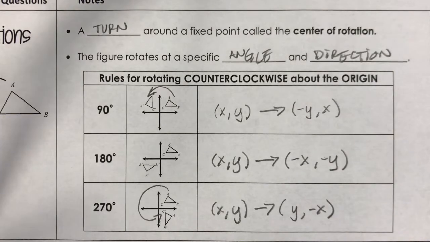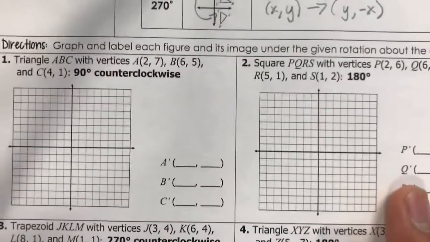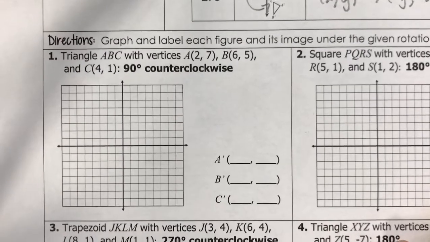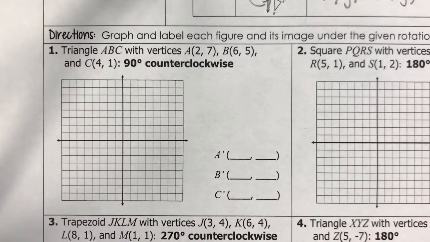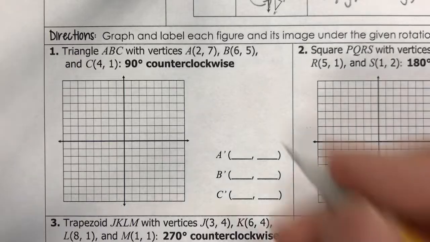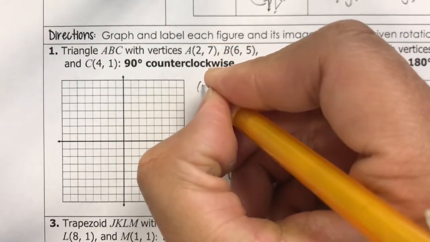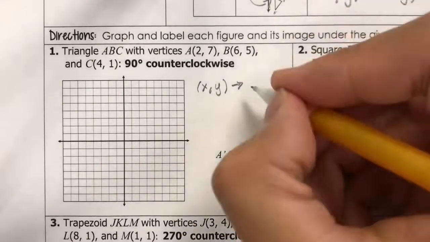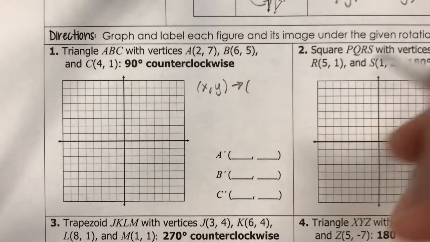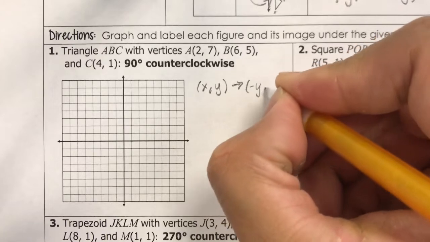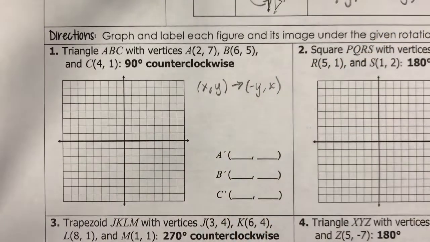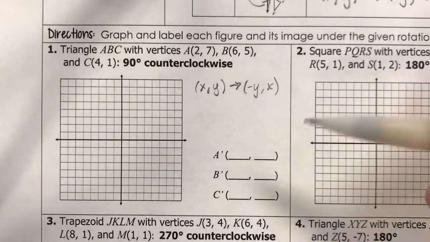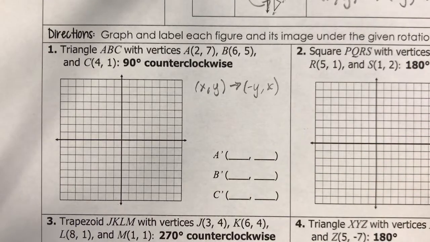All right, so now let's look at some examples. Number one here, they want us to rotate this 90 degrees counterclockwise. So again, the rule is x comma y, but we're going to take every point and it's going to become negative y comma x. First we'll do it with just the rules, and then we'll look at the graph.